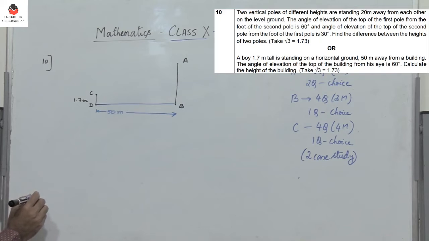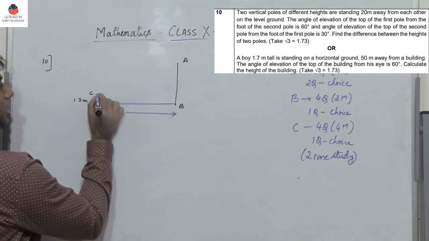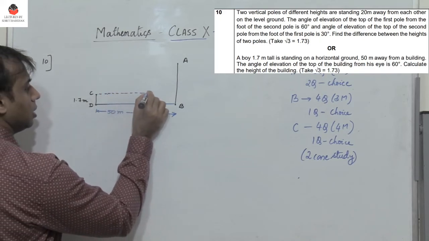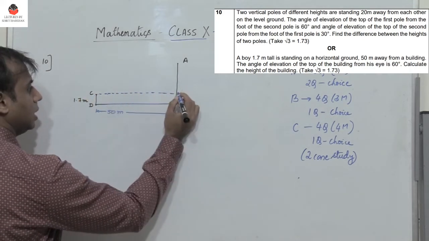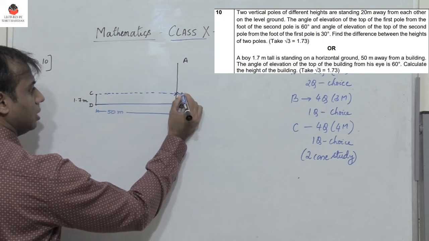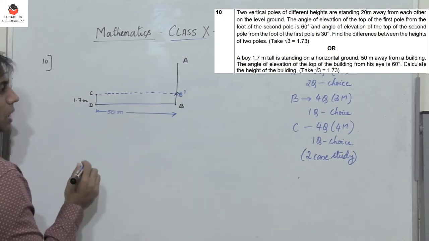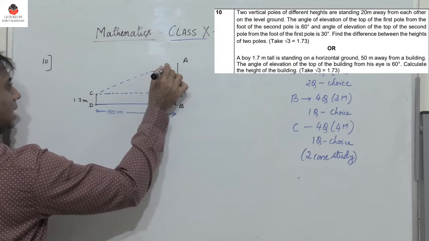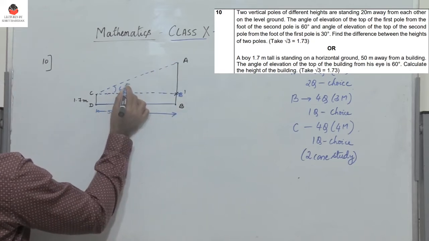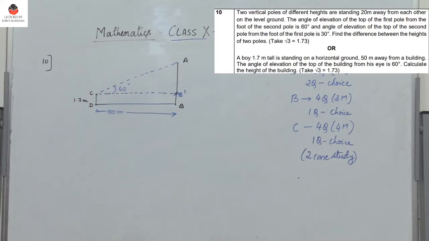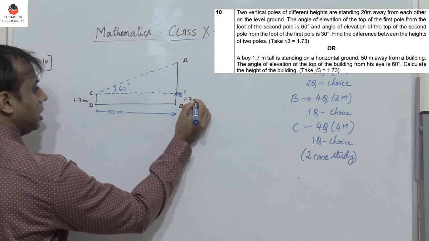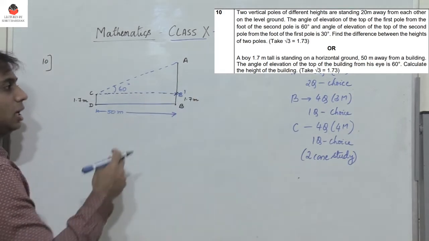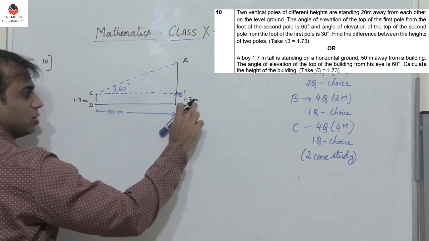The angle of elevation of the top of the building from his eye. So let me draw a line parallel to BD. If I draw a straight line from C, let it intersect AB at say B dash. Given that this angle is 60 degrees, we need to calculate the height of the building, right? So he is actually viewing the top of the building from a height of 1.7 meters. So this is 1.7 meters. I need to find AB dash and then add BB dash, which is 1.7, to get the total height.